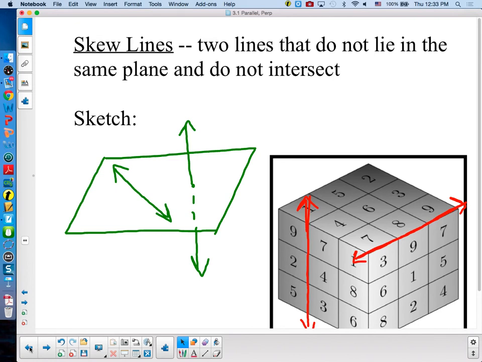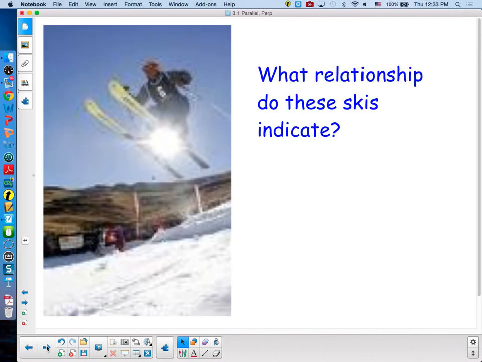What else would be skewed to that? The bottom of the smart board. Okay, that's going at a little bit different angle than what that brown edge is. Correct. See, I think I had some skewers showing here. You see what that is? What relationship is that trying to show? Parallel. Correct.